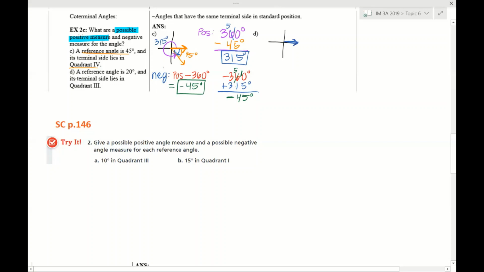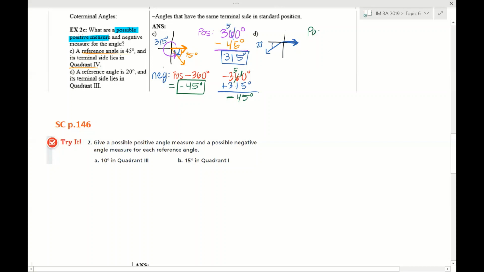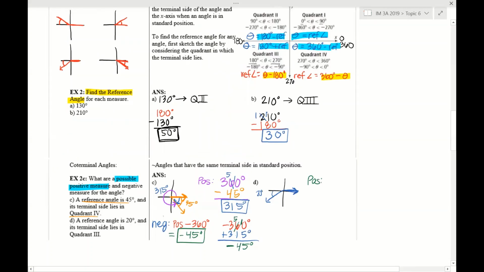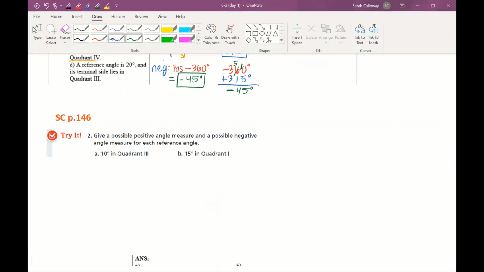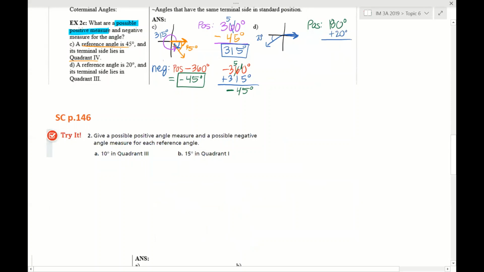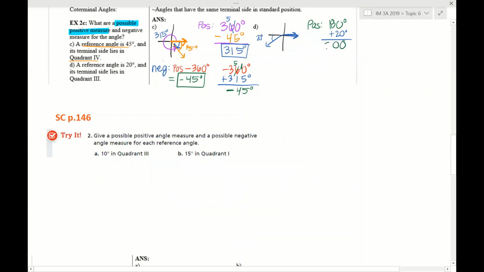And then it says that our terminal side is in quadrant 3, so we're over here with the reference angle of 20 degrees. So this terminal side is 20 degrees below the x-axis there. So in quadrant 3, when I'm finding my positive angle, I'm taking 180 degrees plus the reference angle. So I'm going to do 180 degrees plus 20. And so when I add those two together, that gives me a positive angle of 200 degrees.